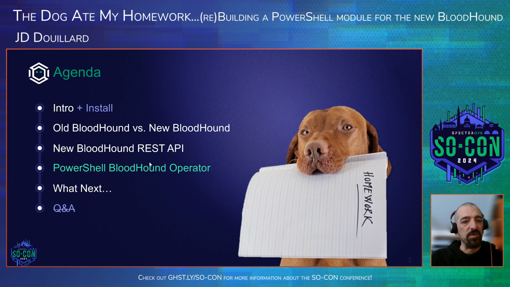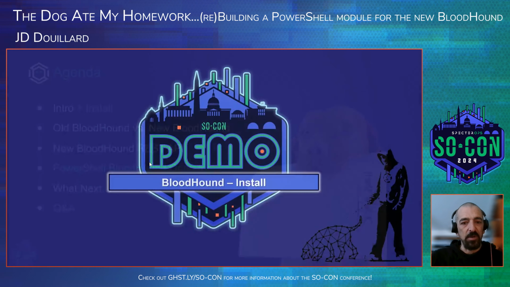Then I'll dive into the new BloodHound REST API, show you how that works, how you can authenticate to it, and make some requests. And then, the biggest part of the talk will be purely demo of the PowerShell module, and then conclusion. So let's get right into it, starting with the first demo, and that's for the install.